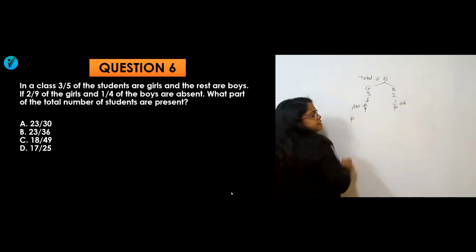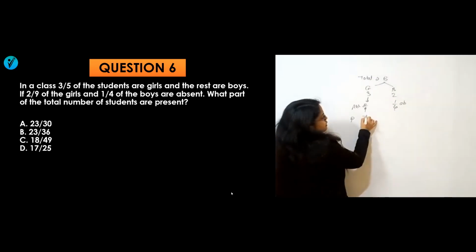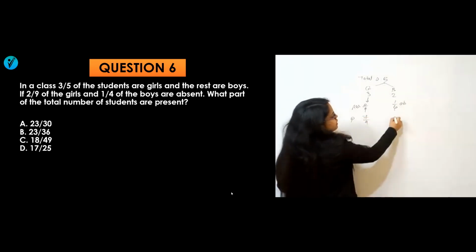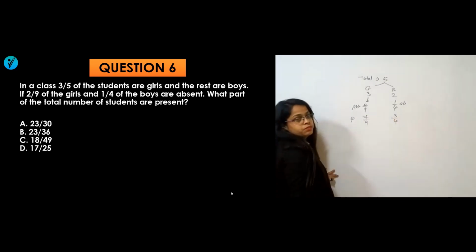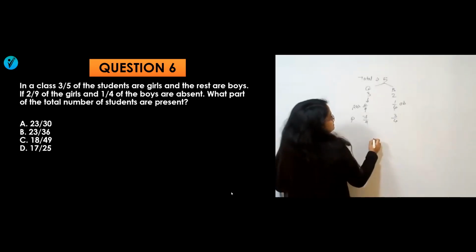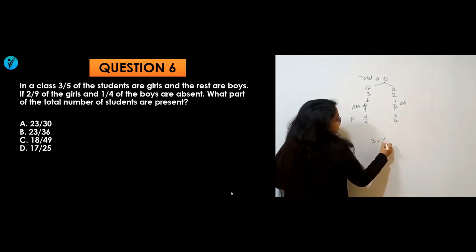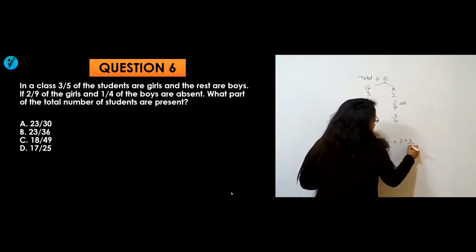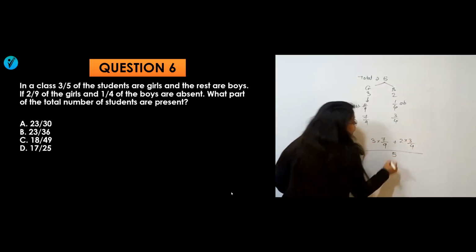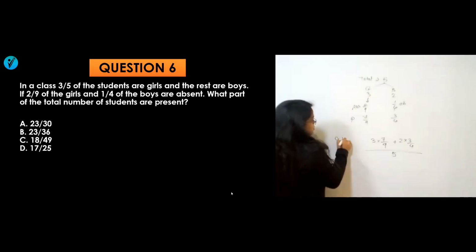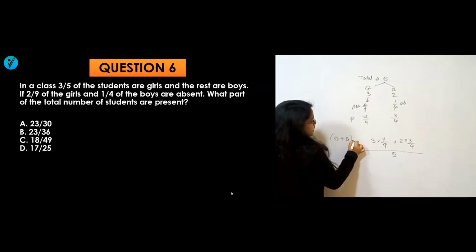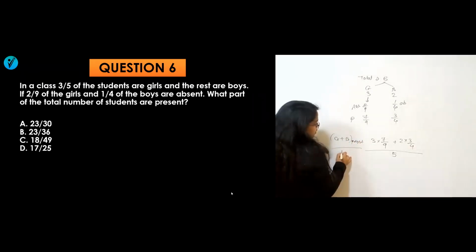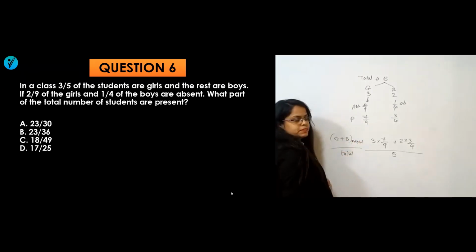So what will be the present? 2 by 9 are absent means 7 by 9 will be present. This will be 3 by 5, 3 by 4. So out of these 3, 7 by 9 are present plus out of these 2 boys, 3 by 4 are present, out of total students, right? Girls plus boys present divided by total. So what will be this ratio now?